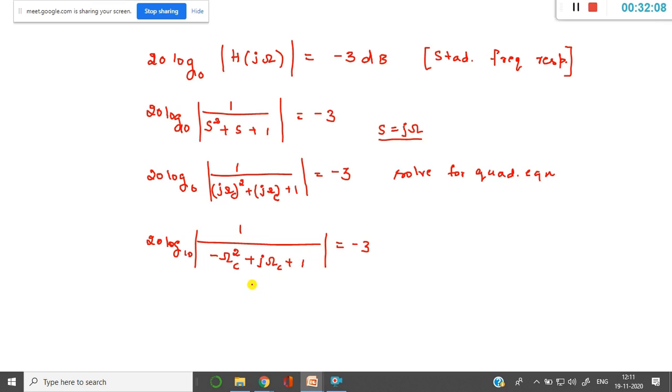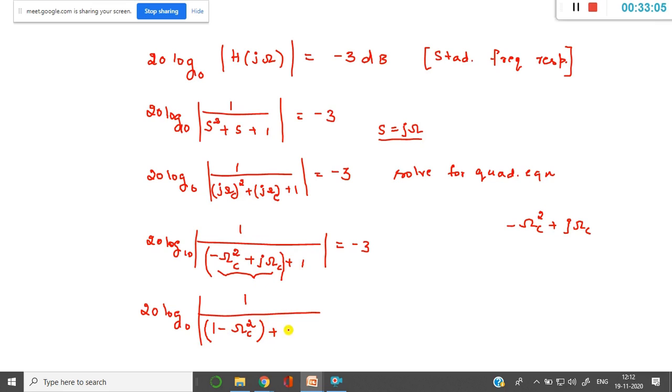Now this is a complex form, right? Look at this, only take this part: minus omega c square plus j omega c. Let me take the real part and imaginary part in this. So 20 log of, observe carefully, I take the real part, 1 minus omega c whole square. This is a real term, plus j times omega c, is equal to minus 3.